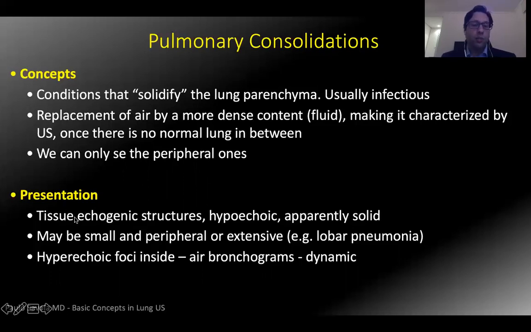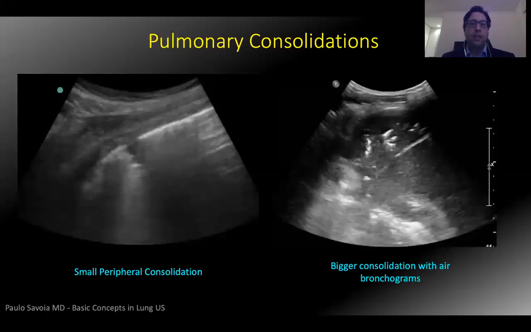But then consolidation will be a structure with echogenicity of a tissue, hypoechoic, apparently solid, okay? They may be small and peripheral or extensive, like in lobar pneumonias, for example, okay? And they have hyperechoic foci inside, which are the air bronchograms. And they usually are dynamic in consolidation, especially in the huge ones. You can see the air bubbles coming in and out the air bronchograms. Okay, so these are some examples.